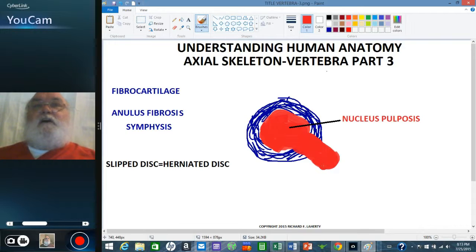In the last video of this group, we will look at the various ligaments that hold the vertebral column together, and then summarize what we've talked about in the vertebral column. Thank you for your attention.